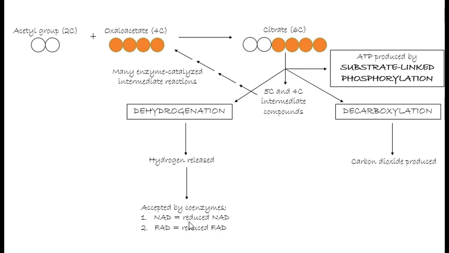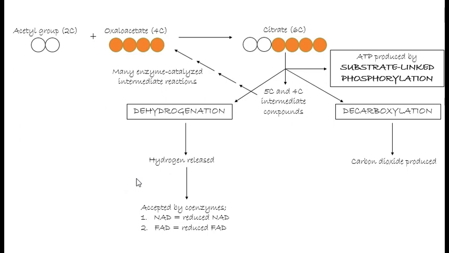Now, the second coenzyme is new to you all, and it is called FAD. You do not need to know what the abbreviations NAD and FAD stand for. You just need to know that they are coenzymes at CIE A2 level. So the FAD coenzyme gains hydrogen to form reduced FAD. So to repeat what I just said, dehydrogenation of 6-carbon citrate occurs to release hydrogen, which cannot exist on its own and is therefore accepted by two coenzymes, namely NAD and FAD, to form reduced NAD and reduced FAD respectively.